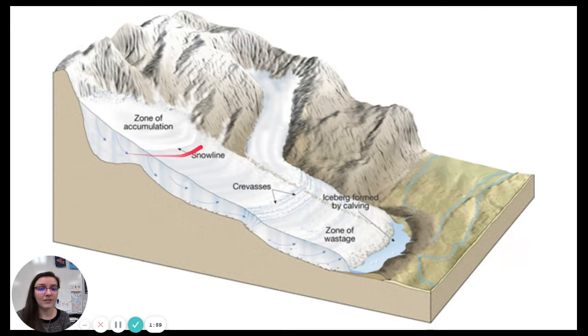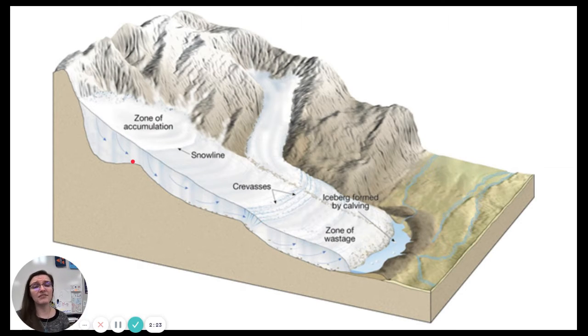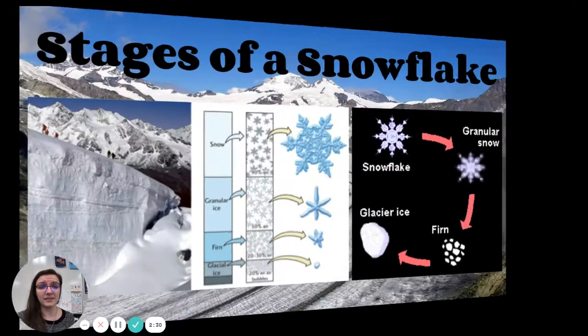So here's what all of that looks like. We've got our zone of accumulation at the top. New snow is falling. It is light and airy up here. Down at the bottom, you can even see it gets dirtier as it's picking up sediments as the glacier moves down, and it is much more compact now and ice. You can even see it's melting down at the bottom. And we've got the snow line kind of in the middle where the freshly fallen snow is transitioning to this compact ice.